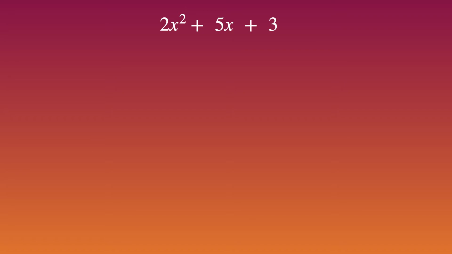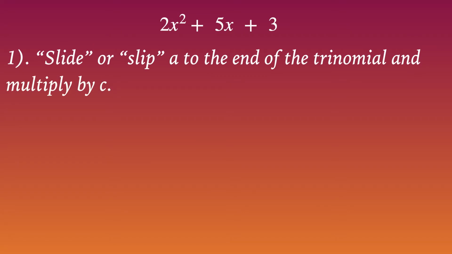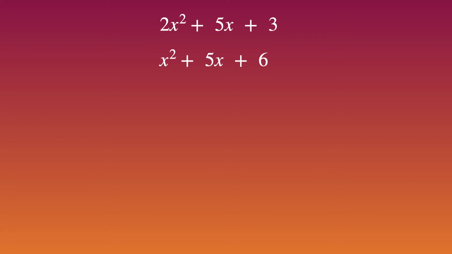Okay? So the first step was to slide or slip a to the end of the trinomial and multiply by c. So we're going to move a and we're going to take 2 times 3 and we're going to get 6. So our new trinomial now is x squared plus 5x plus 6. So we slid 2 down to multiply by 3 and we got 6. Now we're going to factor that trinomial.